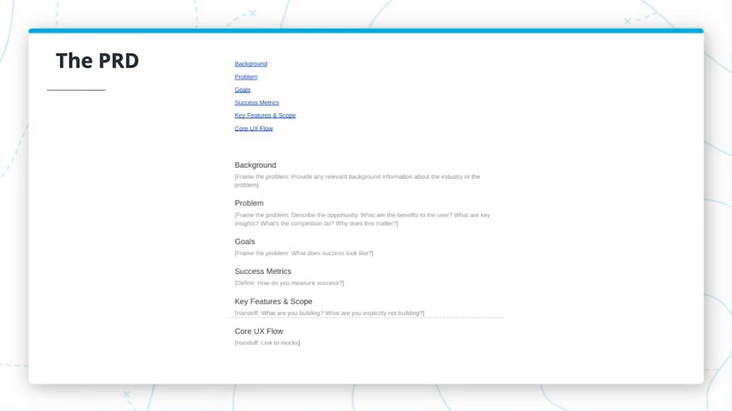Then, in the goals section, you'll get more explicit about what success will look like. And in the success metrics section, you'll define how you'll measure that goal. The next section is for describing features and scope. This is where you'll define the requirements for what the product should do. This is the most important section that design and engineering will reference. And lastly, I found that it's super helpful to include mocks in the PRD to make sure that everyone ends up on the same page of what's being discussed. Make sure to work with your designer on this.